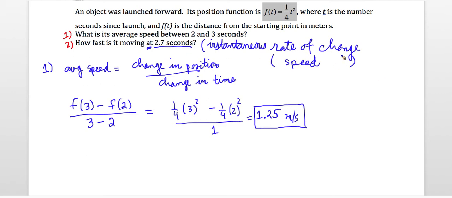So this object starts out at some speed and changes its speed all the time. And at some point at 2.7 seconds, we want to know what's its speed right at that moment. And this is a much more profound and difficult question because we don't really have a clear way yet to figure out. So we're going to approach this problem by a number of estimations. So let's start with estimates, right? We want to estimate the speed at 2.7 seconds.